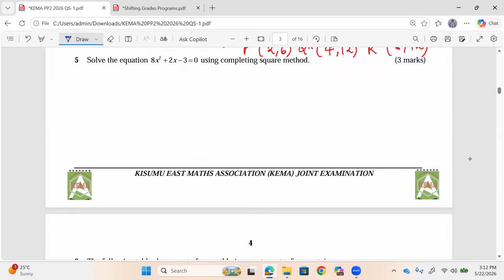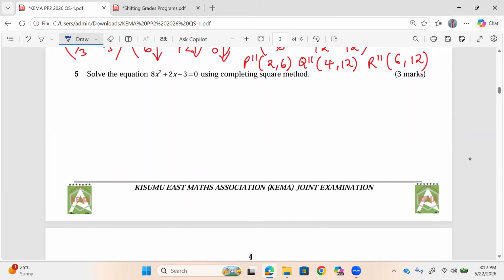Number 5, solve the equation 8x squared plus 2x minus 3 equals 0 using completing square method. For us to use completing square method, we're supposed to know the right steps to follow. We can remain with 8x squared plus 2x, and instead of minus 3, it becomes positive on the right because it's a negative already. So we make it positive on the right-hand side.